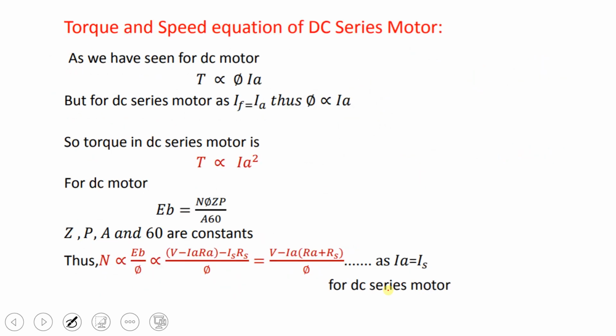Then the torque and speed equation of DC series motor. Here the torque is directly proportional to phi Ia, but the field current IF equals Ia, so we can replace phi with Ia. We can say T is directly proportional to Ia squared, where Ia is the armature current. So this is the formula for back EMF. From here we find the speed. Speed is directly proportional to back EMF upon phi, or it can be written like this.